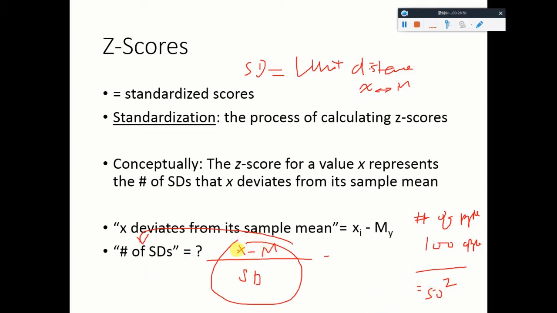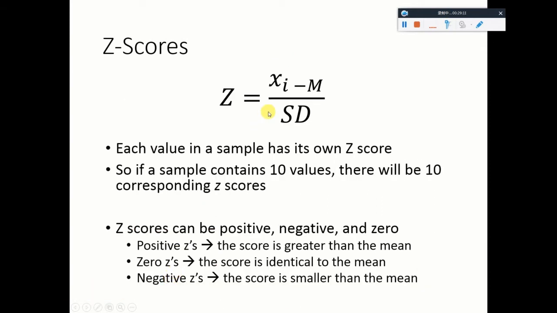Similarly, if we know the total distance of x from the mean, and we know SD represents the unit distance, then how many units are there? Well, distance divided by unit distance. So this is the formula for z-score: any x, any value from the sample, minus the mean, divided by the sample standard deviation. We know how to calculate these two, and x is always given, so we know how to calculate z-scores.